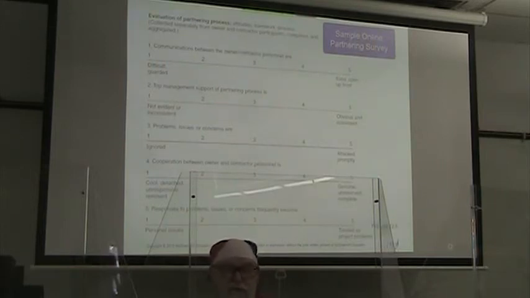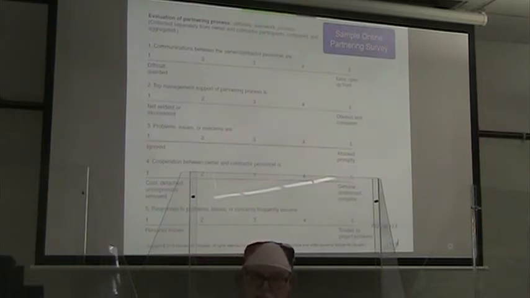So the first question, the communications between the owner/contractor personnel are, it goes from difficult and guarded to easy, open, and upfront. The second question, top management support of the partnering process is, it goes from 1, not evident or inconsistent, all the way to 5, obvious and consistent.